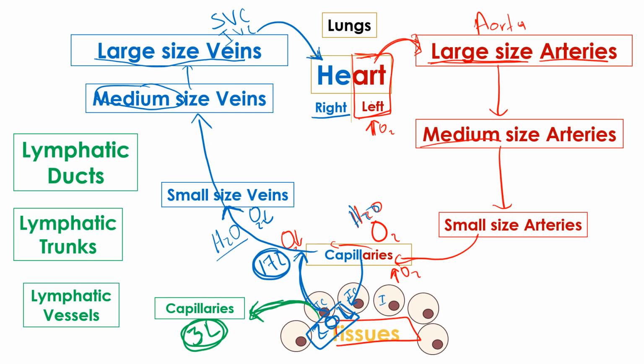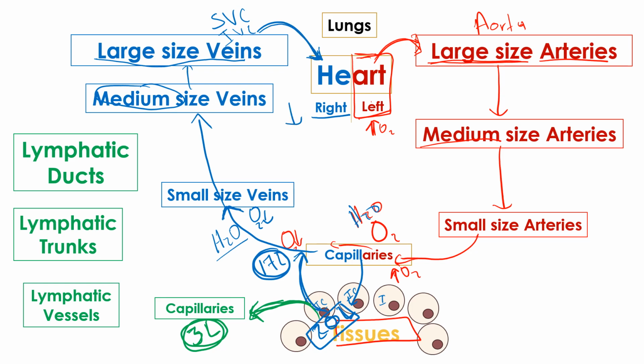So it's not based on the color, or on whether it's carrying oxygenated or deoxygenated blood. The definition of a vein is a blood vessel that carries blood towards the heart, or that dumps blood into the heart. That's the definition of a vein. Arteries are the opposite.